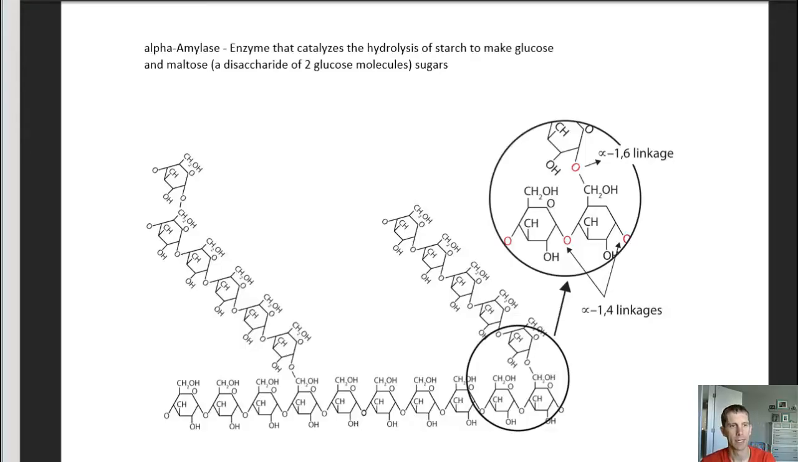Hello and welcome to the alpha-amylase experiment. We are going to test the alpha-amylase enzyme and its ability and rate at which it catalyzes the hydrolysis of starch to make glucose and/or maltose equivalents.